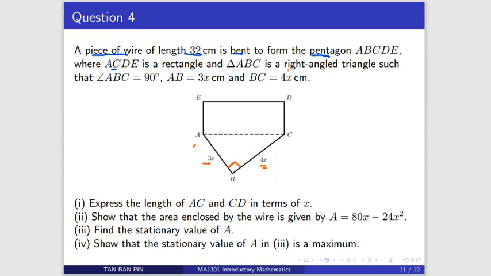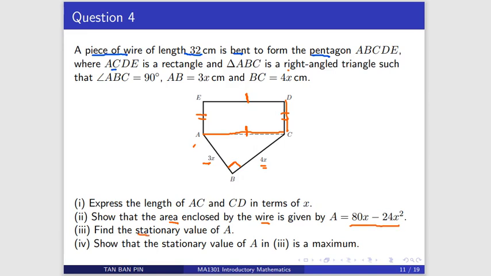AC is this length, and then CD is this length. Since it's a rectangle, these two lengths will be the same, and these two lengths will be the same. After that, you're supposed to find the area enclosed by the wire. You have to show the area enclosed by the wire is given by A equals 80x minus 24x squared.